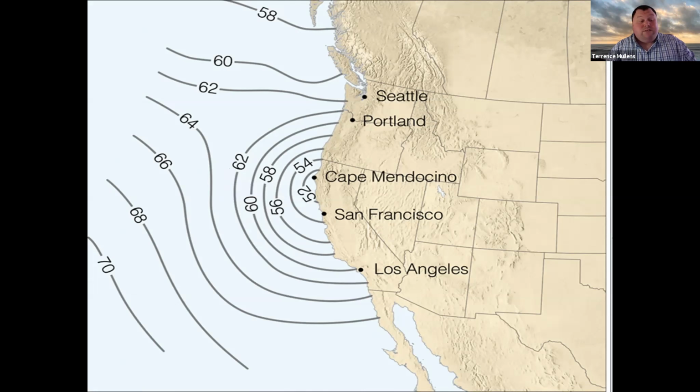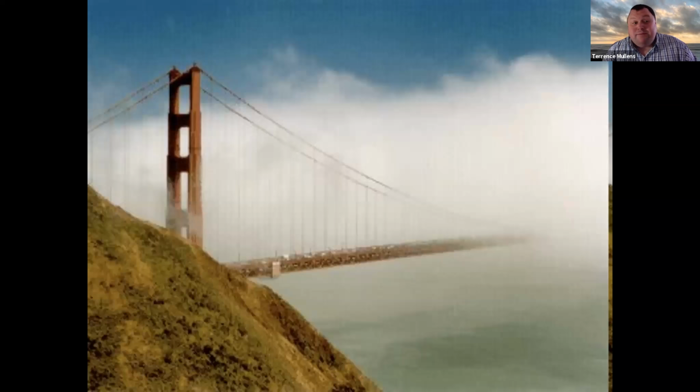Because not only do we have these cold waters, but we also have this upwelling phenomenon. And this creates some pretty interesting consequences. One of the biggest consequences is that common San Francisco fog. Yeah, San Francisco is very foggy in the summertime.